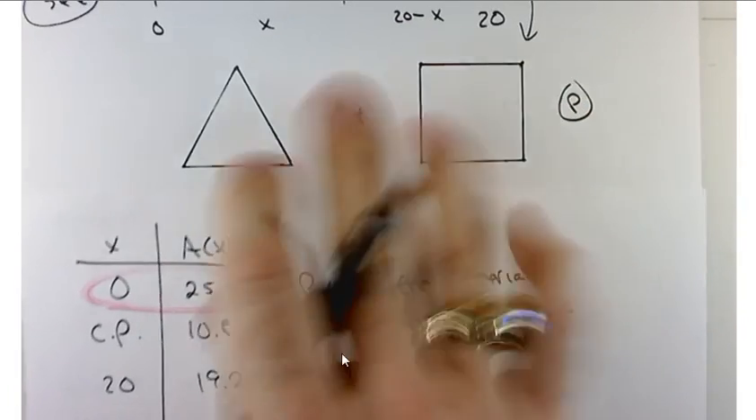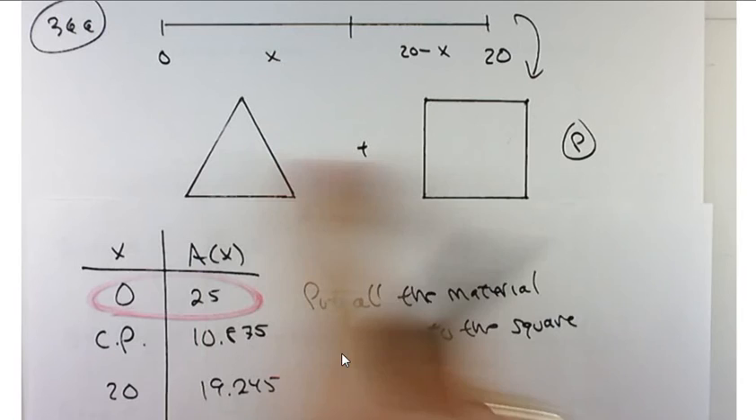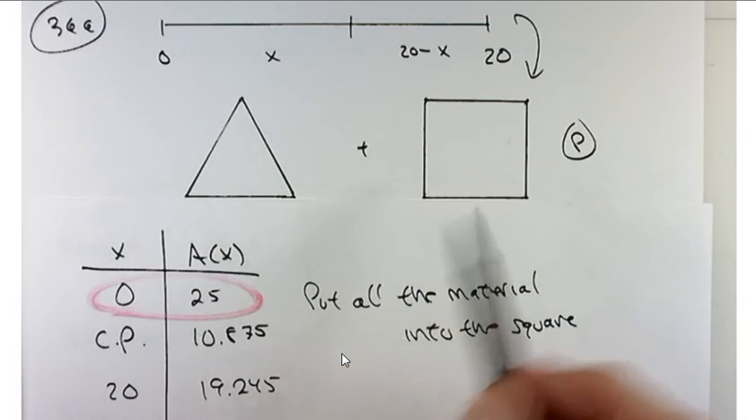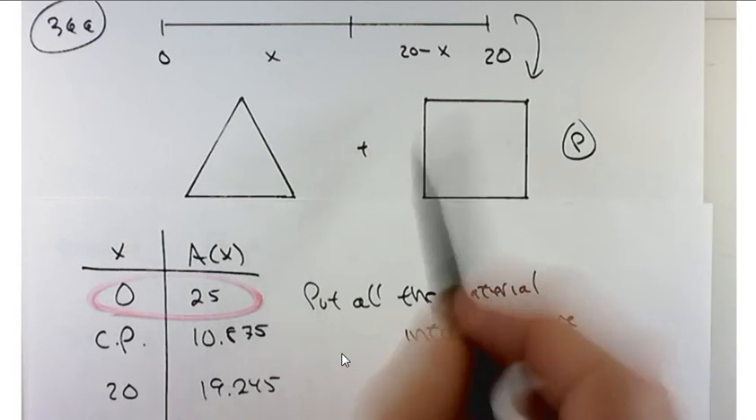So if you look back at where we started, we got material put into a triangle or a square, and the best thing we can do in terms of maximizing the area is just to put it all in terms of the square.